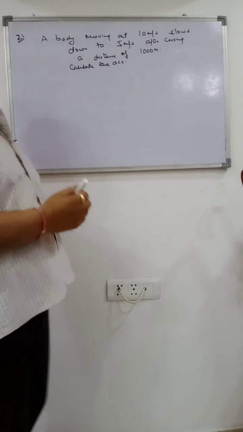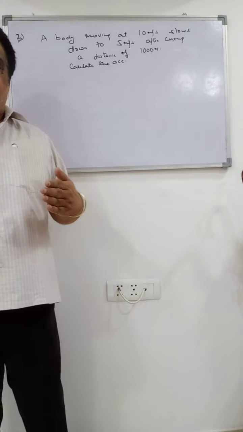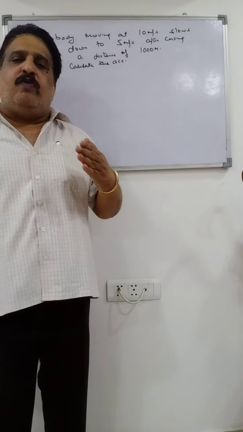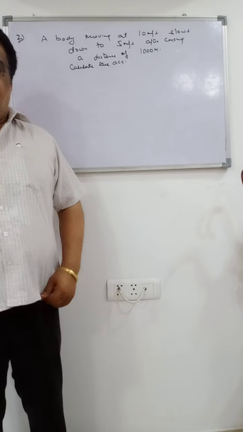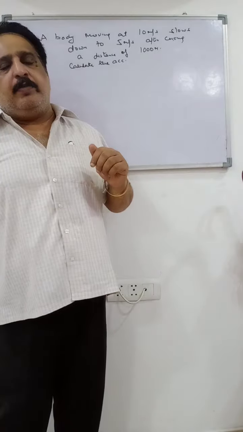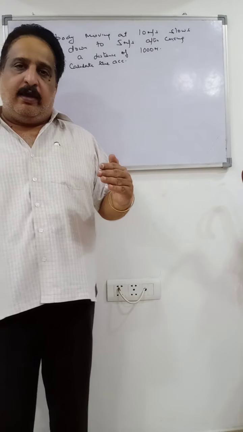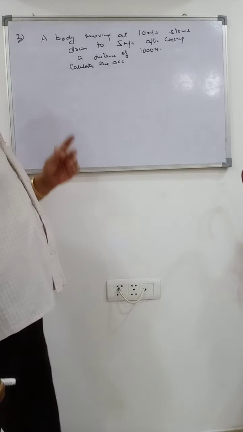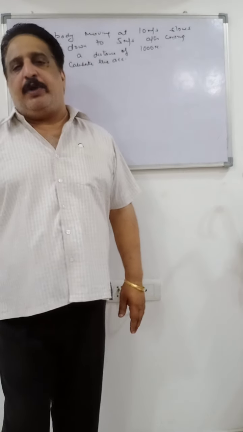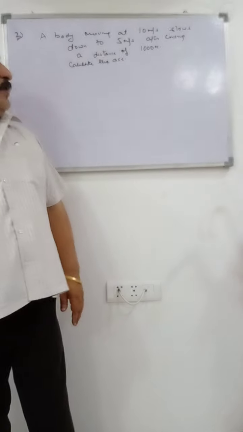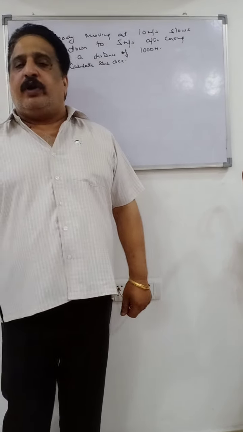A body was first moving at 10 meter per second. That means the initial velocity u will be 10 meter per second. And then it slows down. That means it is retardation, negative acceleration. Brakes have been applied. It slows down to 5 meter per second, so v is 5 meter per second. And the distance s is 1000 meters. You have to calculate a.